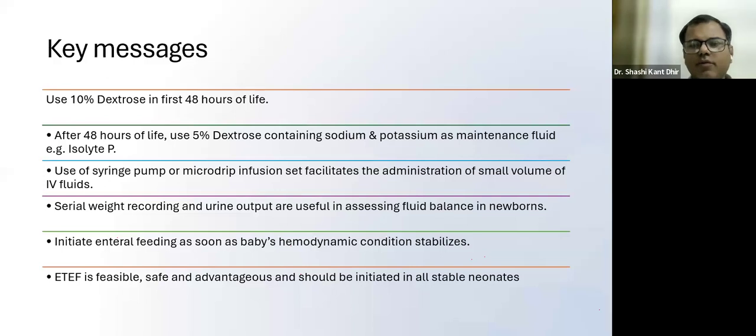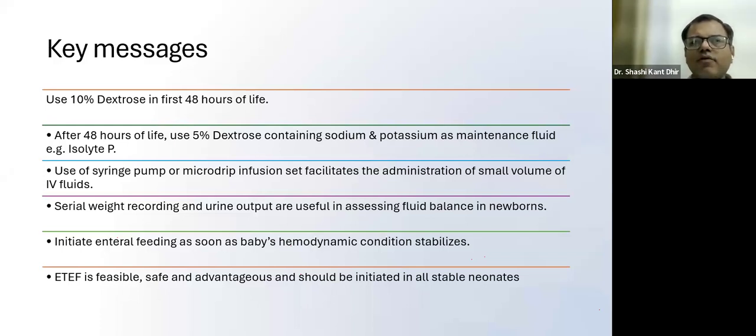The common fluid is Isolyte P, right? So 5% dextrose containing sodium and potassium as maintenance fluid. Depending upon the weight of the baby, daily 15 ml per kg increment we have to give. We should not give fluid by IV set. Since the babies are small, we need absolutely small amounts of fluid. So either a syringe pump or a pediatric drip set, right?